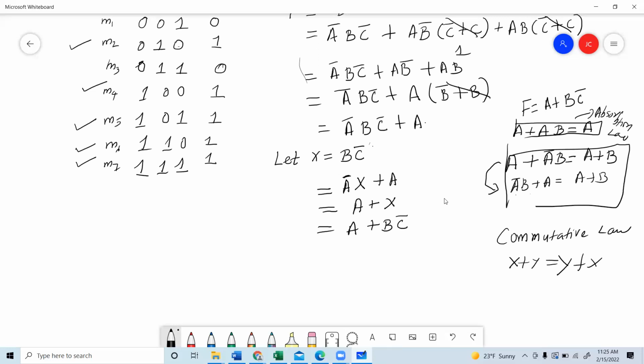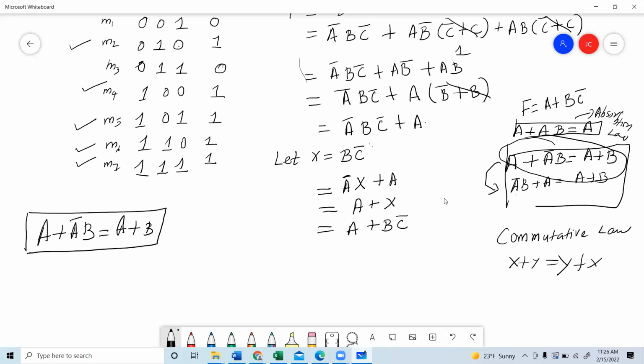So please understand that. Which law did you use to get rid of that part? That is this one, which I proved in the last class: A plus A bar B is equal to A plus B. You can verify it with the truth table from the last class. This law is not given in the textbook. The identity is A plus complement of A with B is equal to A plus B. I don't know the name of this law, but I proved it in the last class.